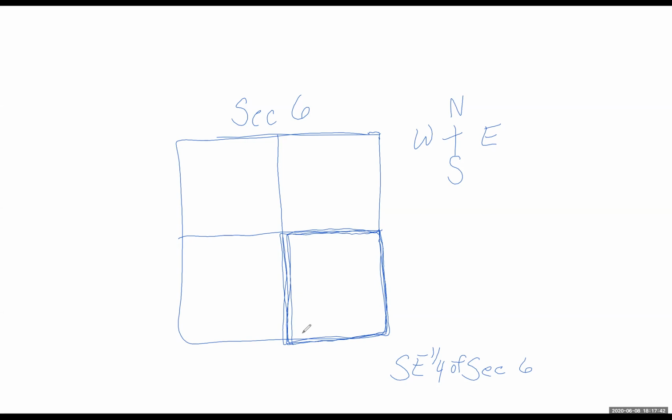it's within the southeast 1/4 of section 6, that's still a pretty big piece of land, right? So we need to drill down even further. Let's say the piece of land I tell you is at the northeast 1/4 of the southeast 1/4 of section 6. All right. Now you're like, oh man, here we go.